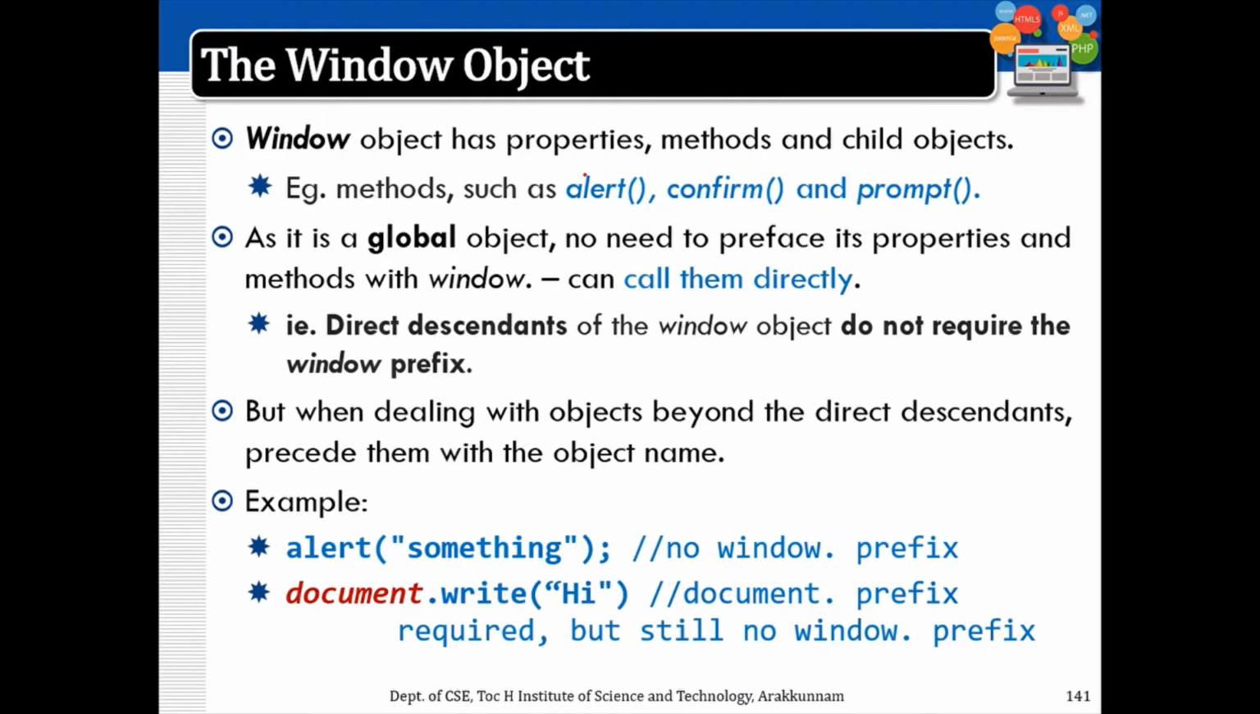We have already seen some of the methods of the window object like alert, confirm and prompt, and in that scenario itself I have told they need not be prefixed with window. But the document object, which is a child object of the window, such as document.write, has to be prefixed with the document object.